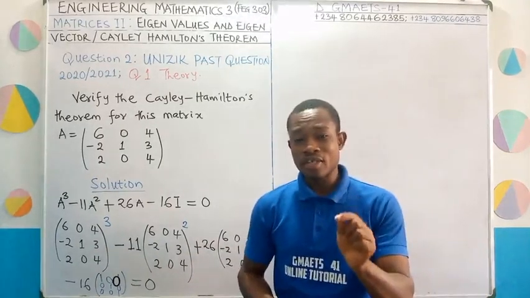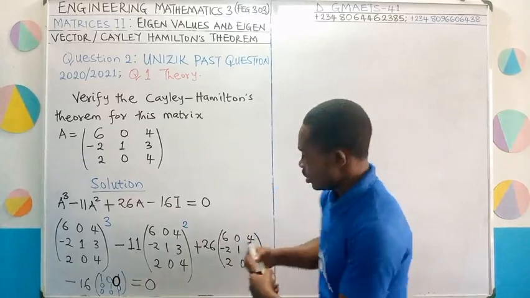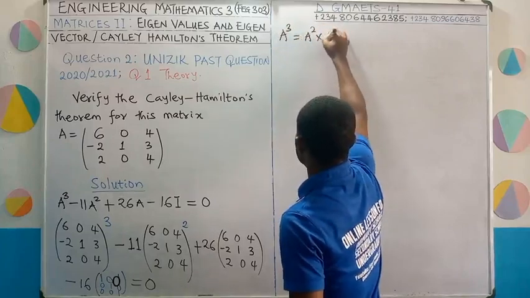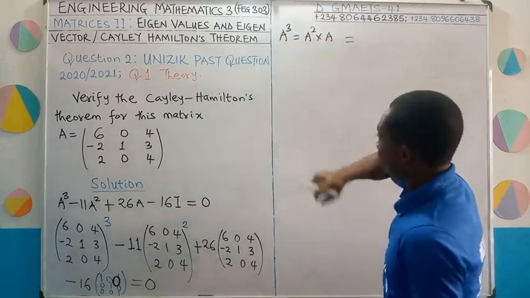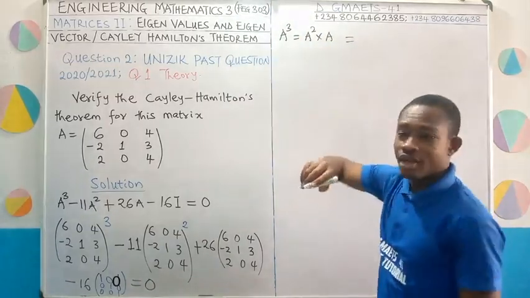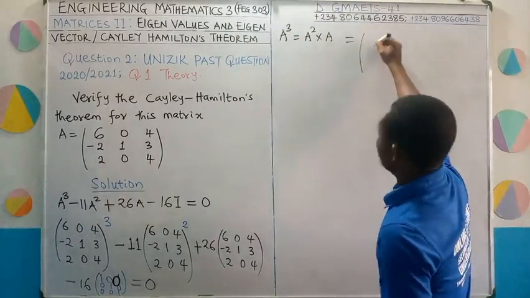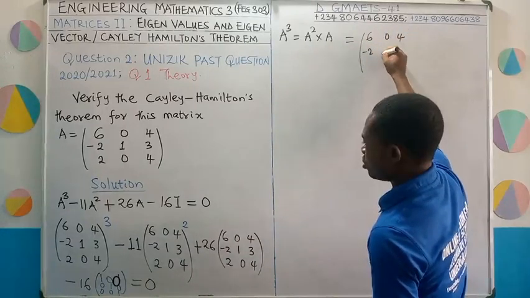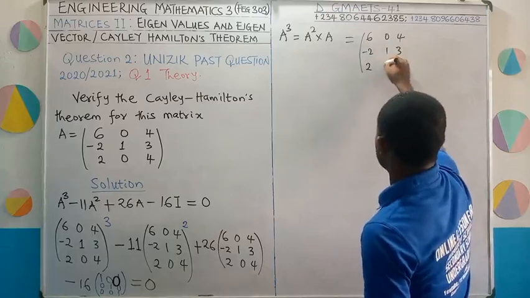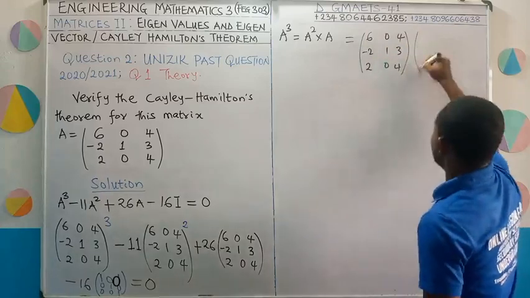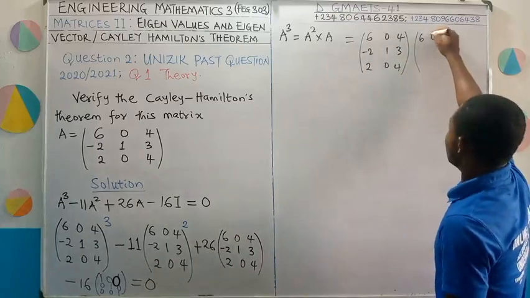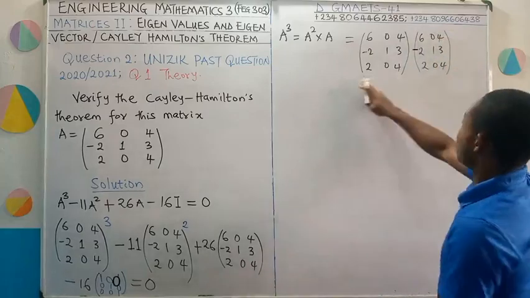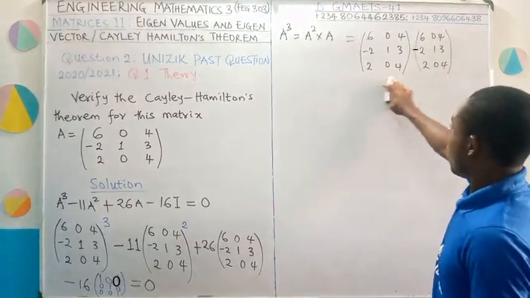One of the key ways to approach this is to obtain our A squared. So we're going to take that one after the other. A cubed is equal to A squared times A. And of course, to do that, it means we need to obtain our A squared. And what is our A squared? It is the matrix 6, 0, 4, minus 2, 1, 3, 2, 0, 4. We're going to multiply it by itself: 6, 0, 4, minus 2, 1, 3, 2, 0, 4. This is very important to us. This is the value of A squared.